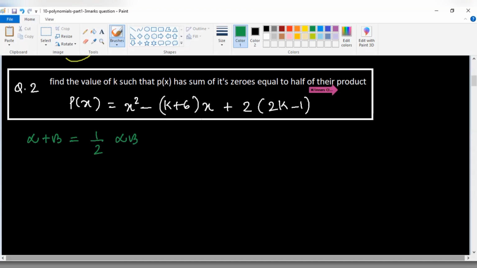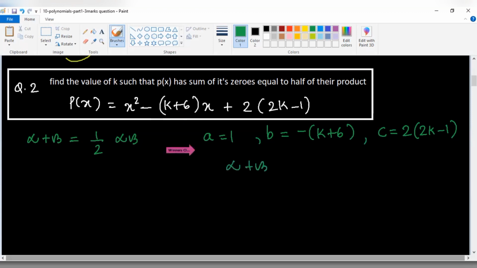And let us take this given polynomial here. In place of A, we have 1. In place of B, we have minus of K plus 6. And in place of C, we have 2 times 2K minus 1. Okay, so we got A, B, and C. And what is alpha plus beta? Minus B by A. Here B is negative, so minus of minus will become positive, right? So we can write it as K plus 6 by A. In place of A, we have 1. So it is K plus 6 by 1.